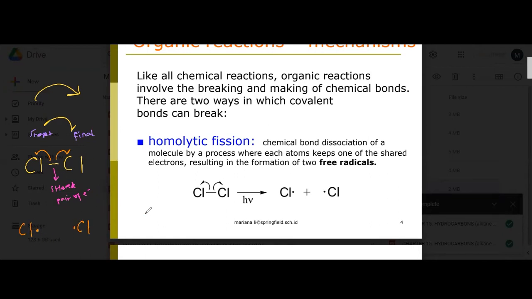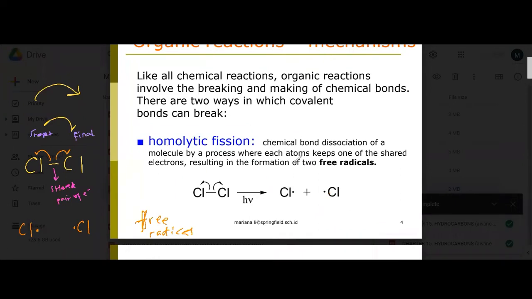This species is called a free radical. It is a very reactive species since you know that electrons want to be in a paired condition. So this free radical is very reactive. It will try to get another electron. So once again, through homolytic fission, two free radicals will be formed. Understand?